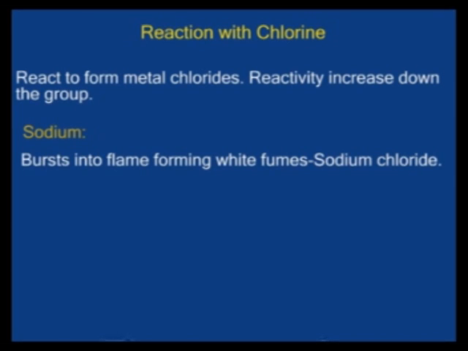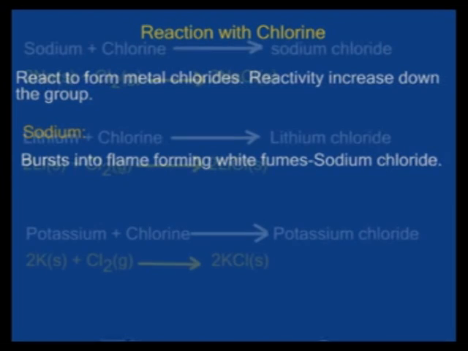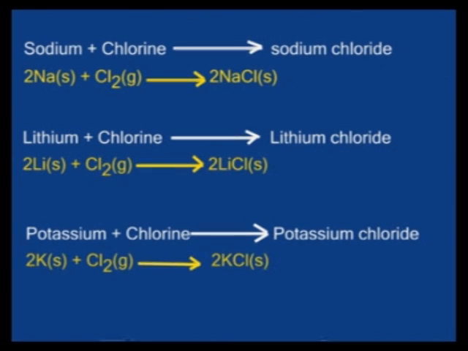Reaction with chlorine. Alkali metals react with chlorine gas to form the corresponding metal chlorides. The reactivity increases down the group from lithium to potassium. For instance, when hot sodium metal is lowered into chlorine gas, the metal bursts into flame and white fumes of sodium chloride are formed. Lithium reacts less vigorously with chlorine as compared to sodium. Potassium reacts most vigorously with chlorine.